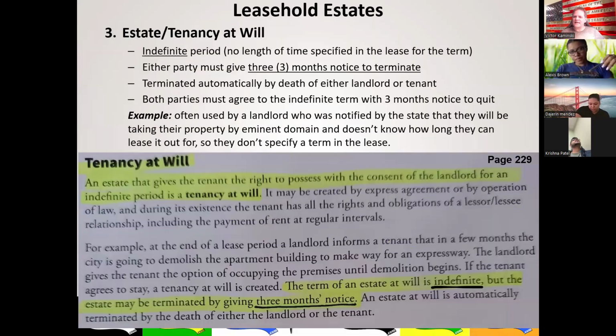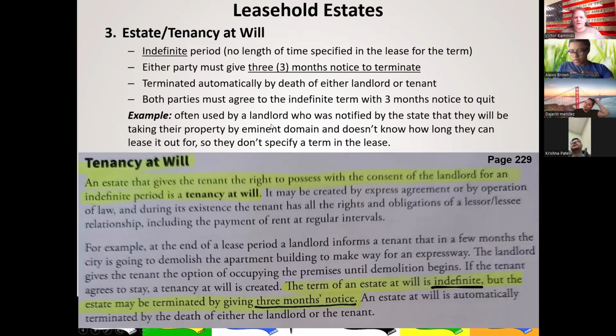An estate or tenancy at will. This is the one with an indefinite period. No length of time has been expressed for the lease term. Either party, the landlord or the tenant, must give 3 months' notice to quit, to terminate the lease. It's terminated automatically on the death of either the landlord or the tenant, and both parties must agree to the indefinite term agreement with 3 months' notice to quit.